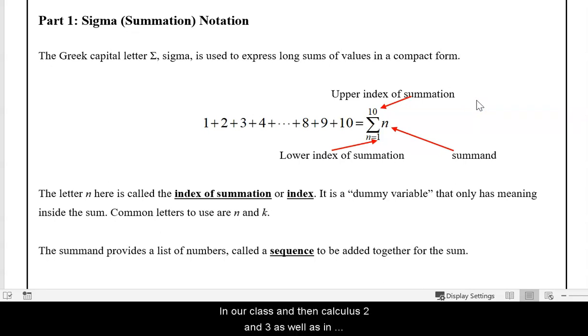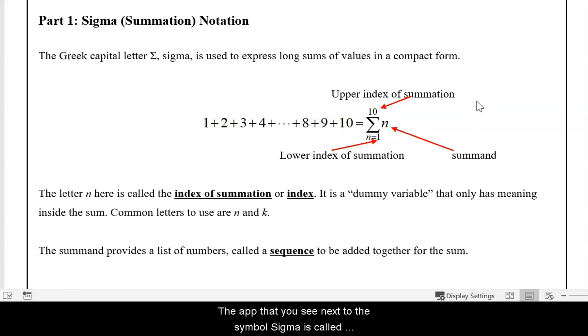In our class and in Calculus 2 and 3, as well as in differential equations, we will always be using sums that change by 1. That means first that n is 1, and then n is 2, then 3, then 4, then 5, all the way up to 10, and then we stop.